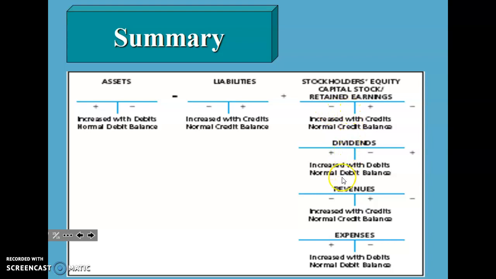And I'm going to skip dividends because we're not dealing with dividends right now. Revenues have a normal credit balance, and you increase revenue with credits. You decrease them with debits. And on the other side, you have expenses, and they have a normal debit balance. So like assets, they increase on the debit side. So to increase one, you will enter it on the left side. To credit it or decrease it, it is on the right side or the credit side of the T account.